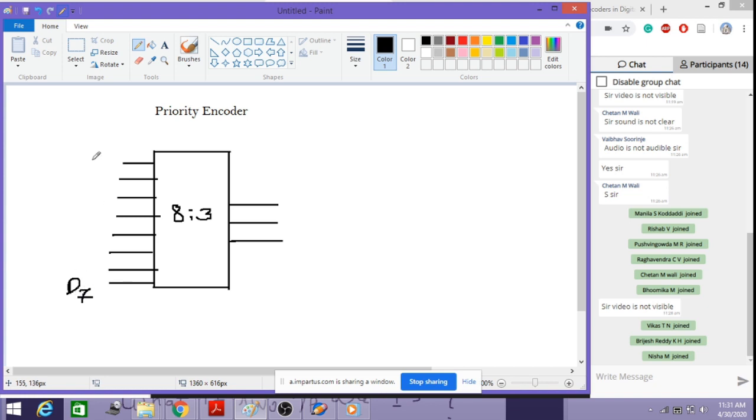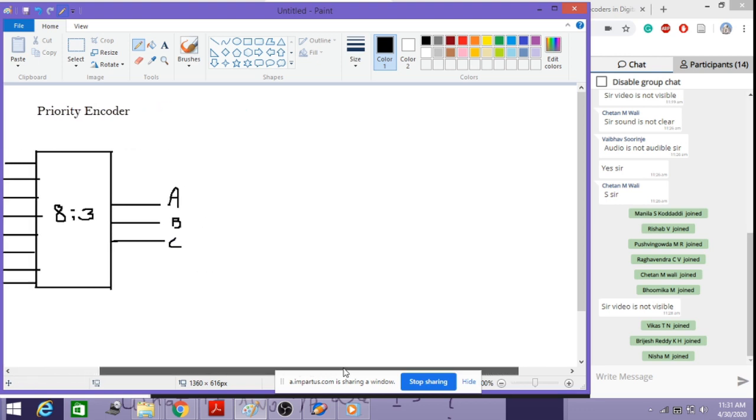So basically, in today's class we shall discuss about the decoder and encoder. It's fine. We are using the system and terms here, it is D. So this is addressing D0, D1, D2. This is D3, D4, D5, D6 and D7. So here I have the outputs as A, B and C.